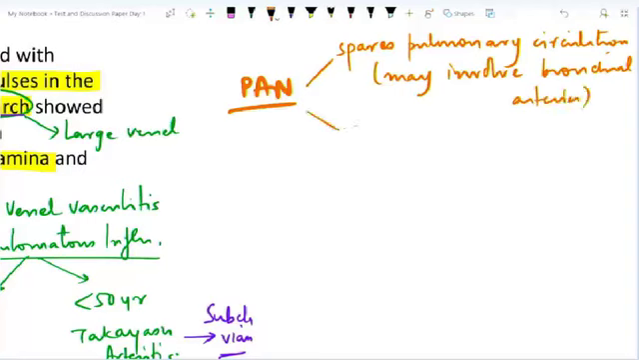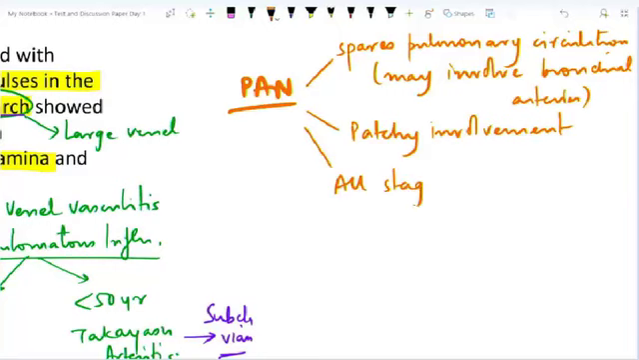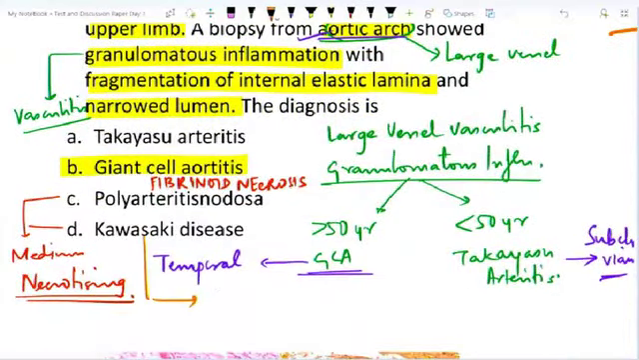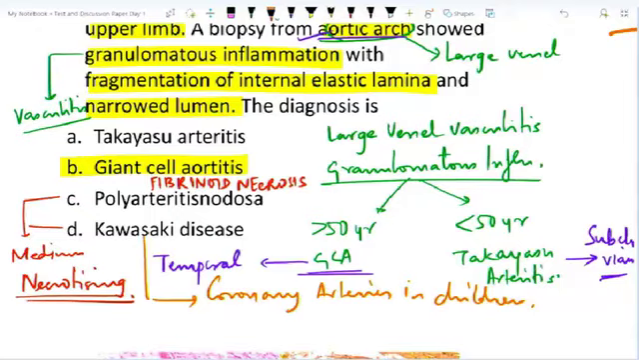And what is the other thing? Renal involvement is quite common. It has patchy involvement. And all stages of activity can be seen at the same time. So you can get a very acute presentation and a very late chronic presentation as well. Kawasaki, as we know, classically involves coronary arteries in children. So that's about this question.